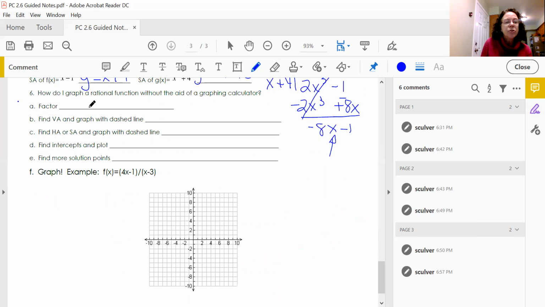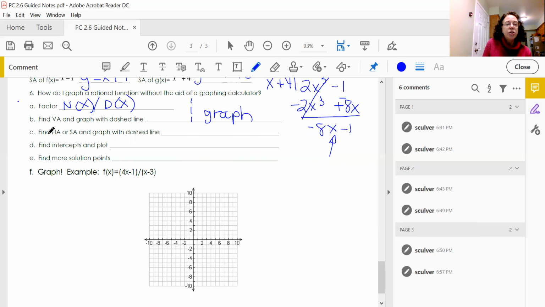The first thing you do is factor the numerator and denominator, right? That way we can see better where vertical asymptotes and holes are. We'll find the vertical asymptotes at the x's that make the denominator 0, and we will graph that. We'll put dashed lines to remind us that it's there. Write down the graph.